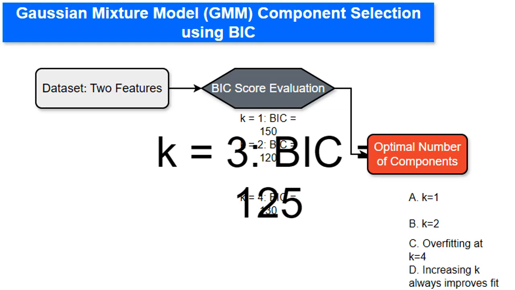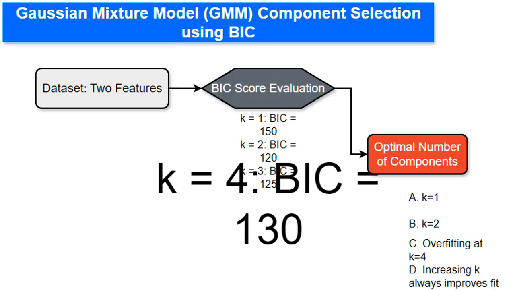Increasing to 3 components, k equals 3. The BIC increases slightly to 125. This suggests that adding a third component doesn't significantly improve the model's representation of data and may be slightly redundant. Finally, with 4 components, k equals 4, the BIC jumps to 130. This is higher than the BIC for 2 components. This suggests overfitting. We're making the model unnecessarily complicated, and it's not generalizing well.